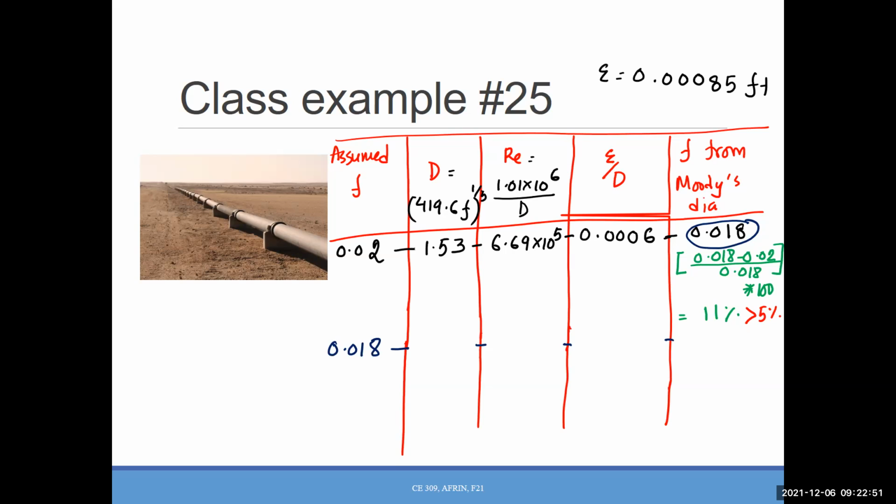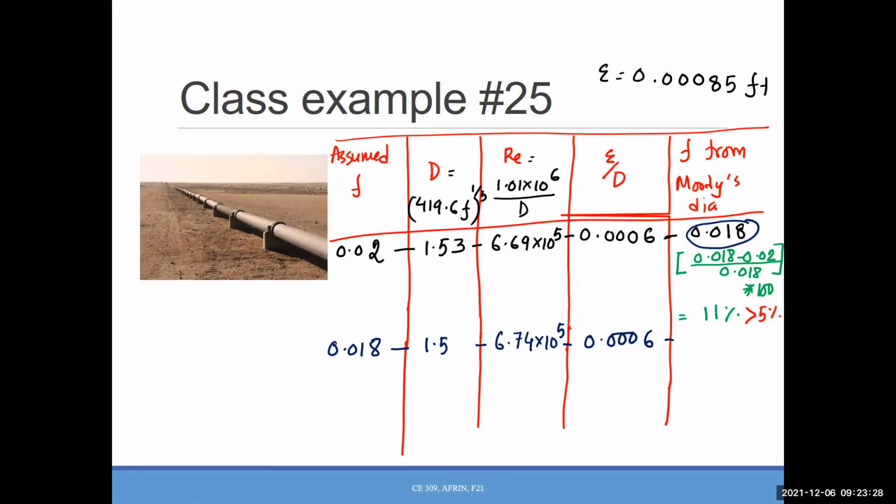Okay, class. So some of you got 0.01. Okay, before that, give me the D value for this f. 1.5. Okay, what is the Reynolds number? 6.74 times 10 to the power 5. And what is the epsilon over D? Oh, this time epsilon over D will be changed a little bit. But I think if we round that, that will be again 6, right? It was 0.00057. Okay, so some of you got 0.016, 0.017.